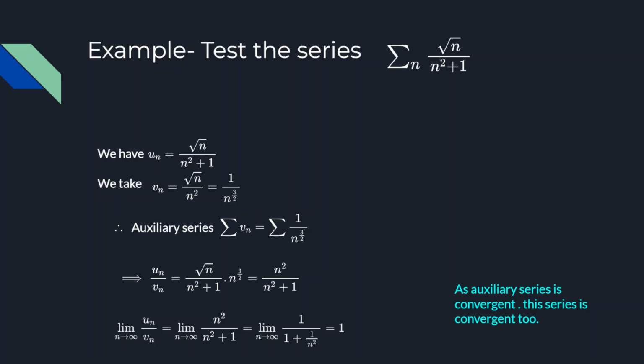So the auxiliary series is convergent, and therefore this series is also convergent. Now, how can we say the auxiliary series is convergent? Look at the structure: if n tends to infinity, then this whole term tends to 0, and if the term tends to 0, then it is called a convergent series.